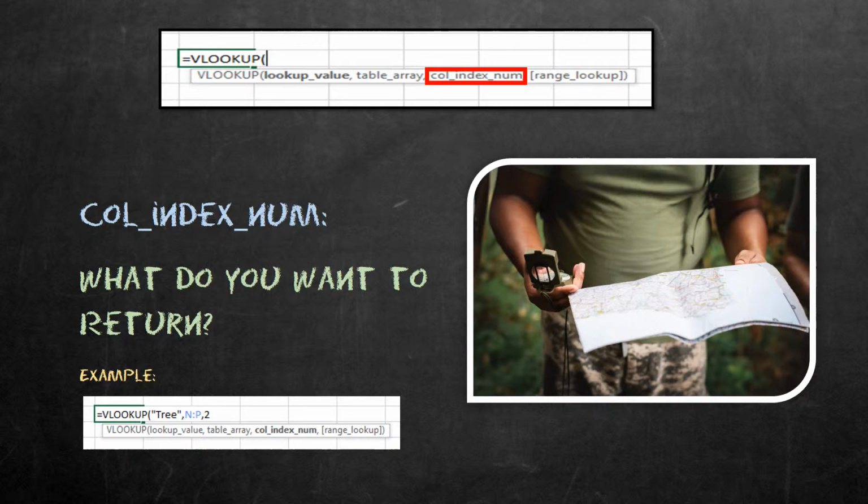The third parameter in the VLOOKUP function is the column index number. Using our previous example, if we were searching for a tree in the woods and we found that tree, then maybe we would want to return information on it, maybe the height of the tree or the width of the tree, et cetera. This is the column number of the item that you want to return.